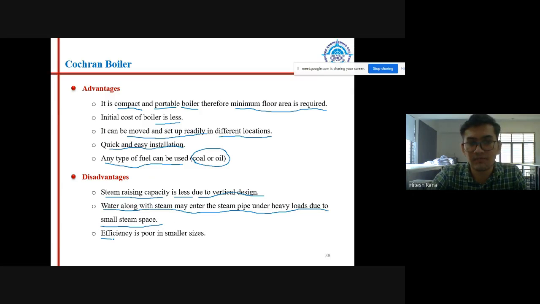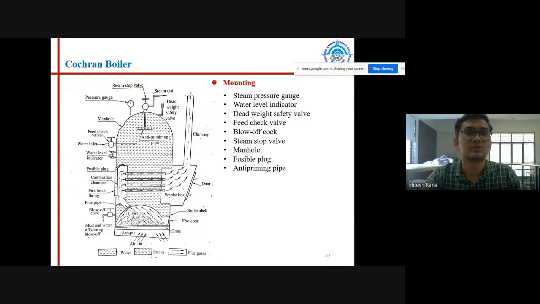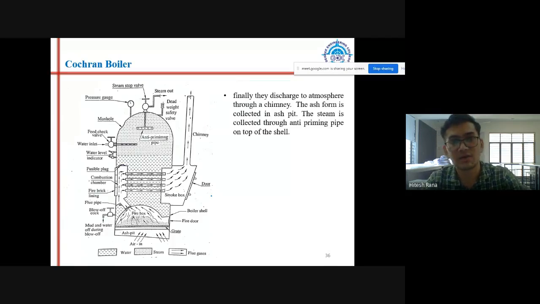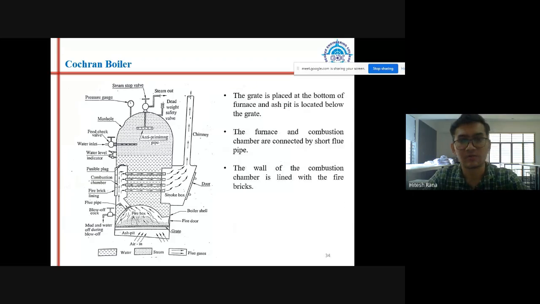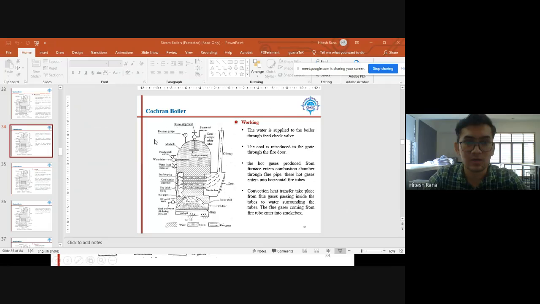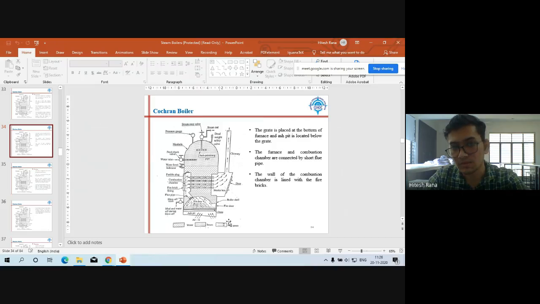And third one, efficiency is poor in smaller size. अगर हम इससे भी छोटा साइज करते हैं तो efficiency है वो काफी कम आएगी. So this is the construction and working of Cochran boiler. Figure is one more time is very much important exam point of view also, as well as your understanding point of view. So I suggest you do the practice of drawing this boiler also.